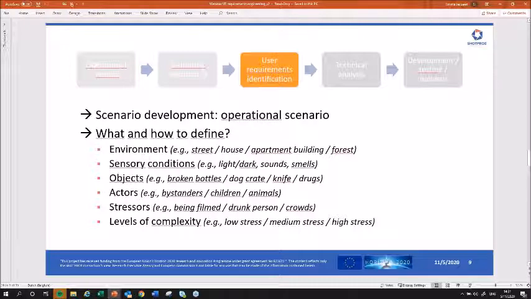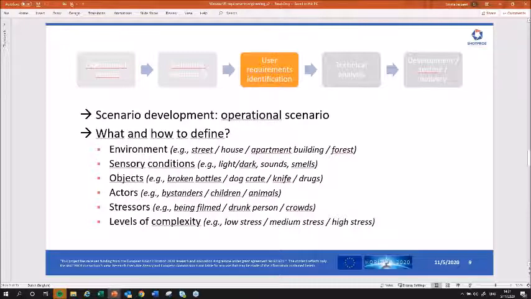And in our case, it is dependent on the number of stressors that we include, and so how elevated we want your stress levels to go. So you can have low stress scenarios, medium stress, high stress.